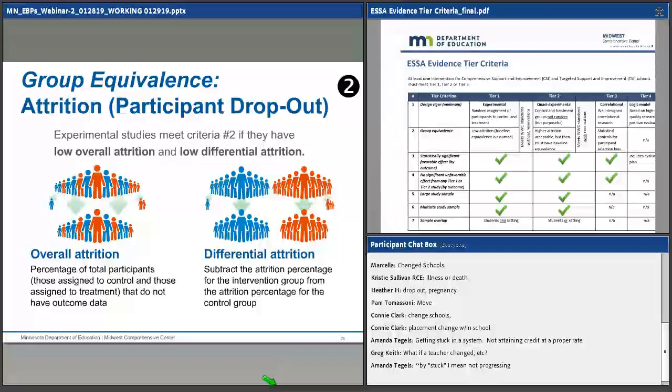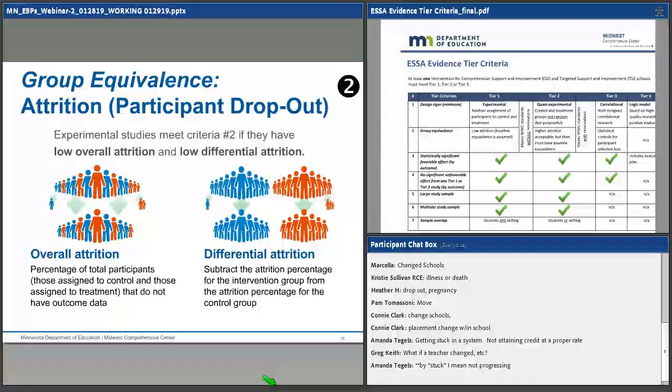Experimental studies, in order to meet criteria number 2, must have low attrition and low differential attrition, right? So overall attrition referring to all of the participants, and differential attrition referring to taking the difference between the attrition in the control group and the attrition in the treatment group. So two different types of attrition that need to be looked at there.